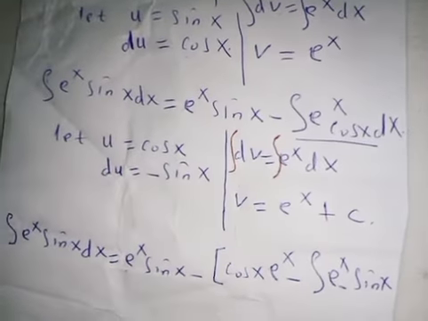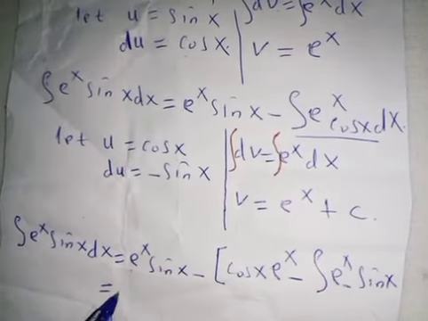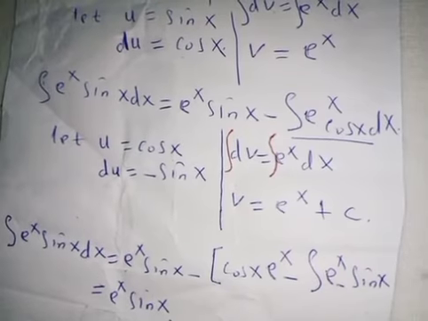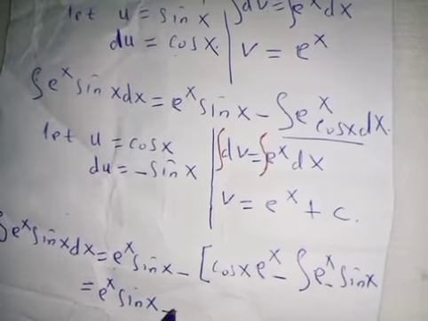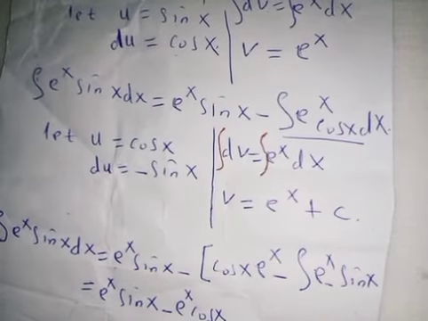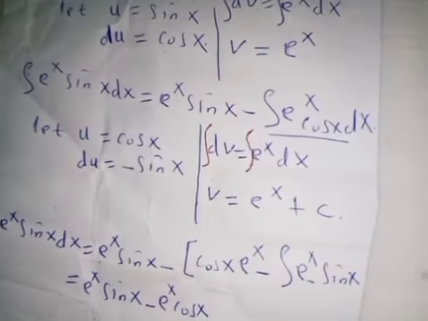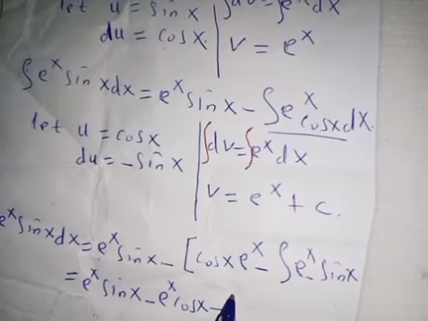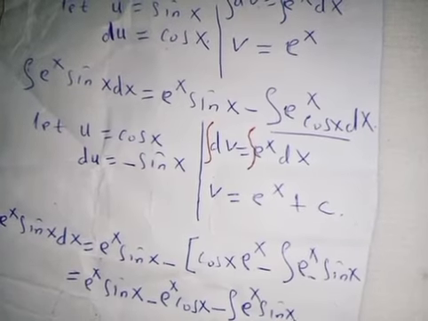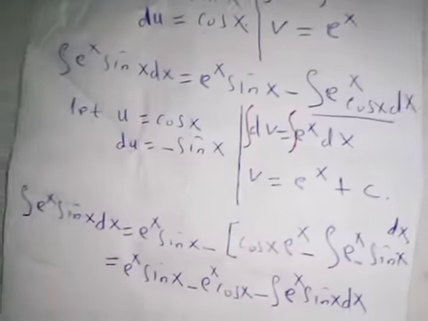Sine x that way, which is equal to exponential x sine of x minus exponential x cos of x. Here we have two minuses, and the minus will give us plus integral of exponential x sine x dx. There is dx here. Remember that there is dx there.